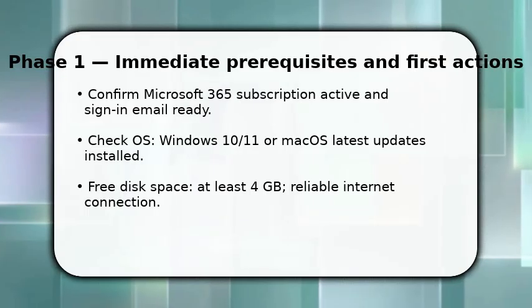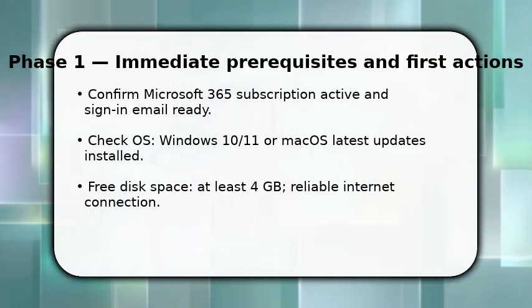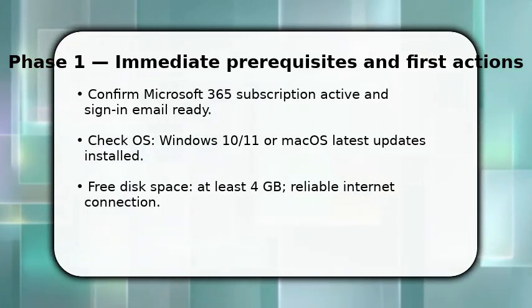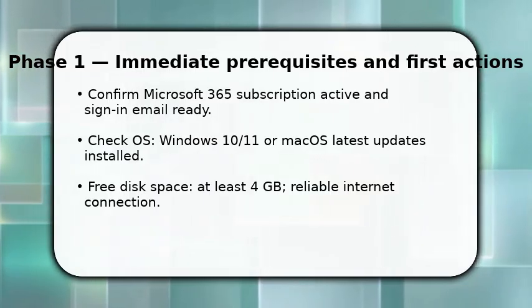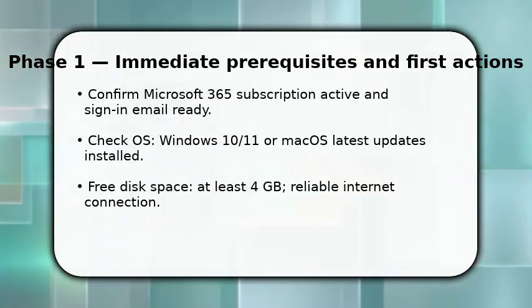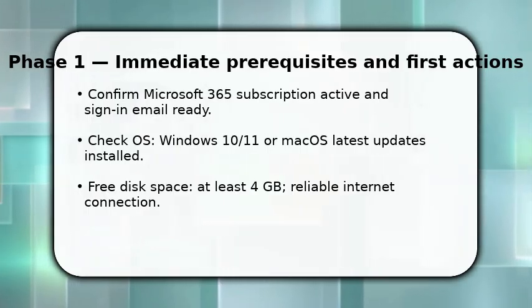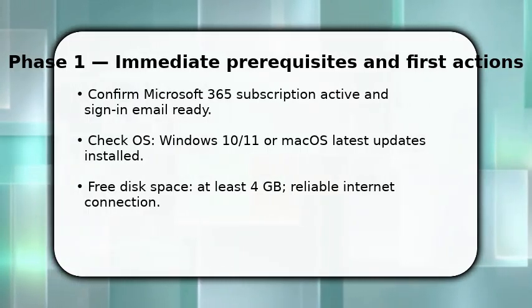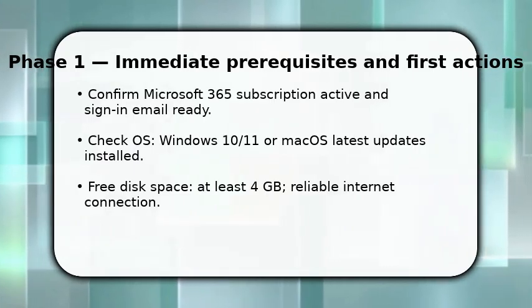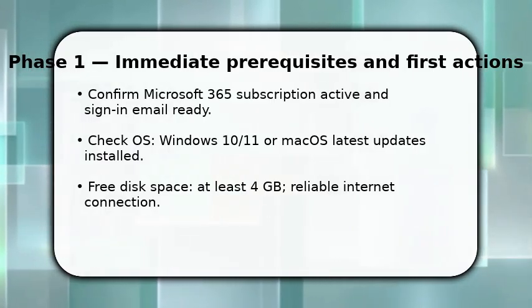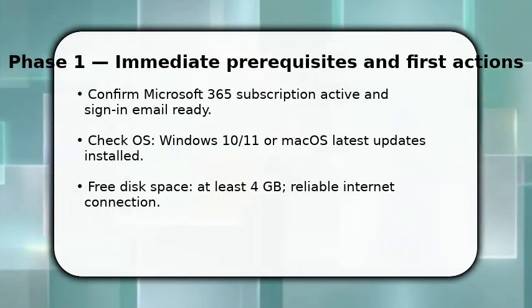You'll begin by verifying prerequisites. Confirm your Microsoft 365 subscription is active and you know the account email and password. Once done, make sure your computer runs a supported OS and has recent updates applied because installers check system files. Next, free at least 4 GB of disk space and connect to a stable network.